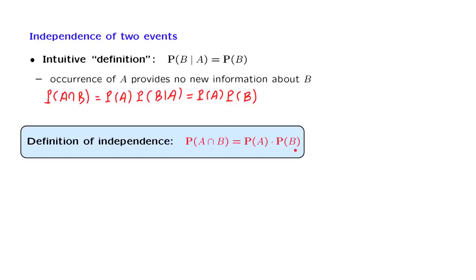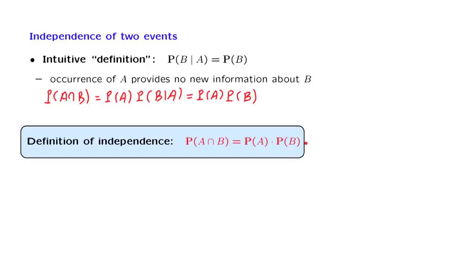If this equality is true, then the conditional probability of event B given A, which is the ratio of this divided by that, will be equal to the probability of B. So if this relation holds, then this relation will also hold, and so this more formal definition is consistent with our earlier intuitive definition.